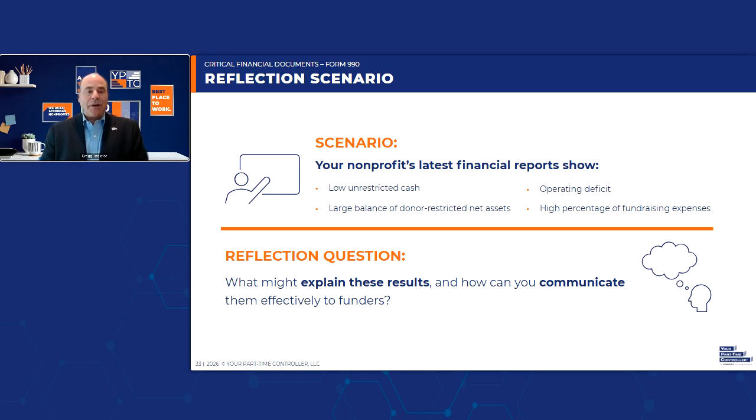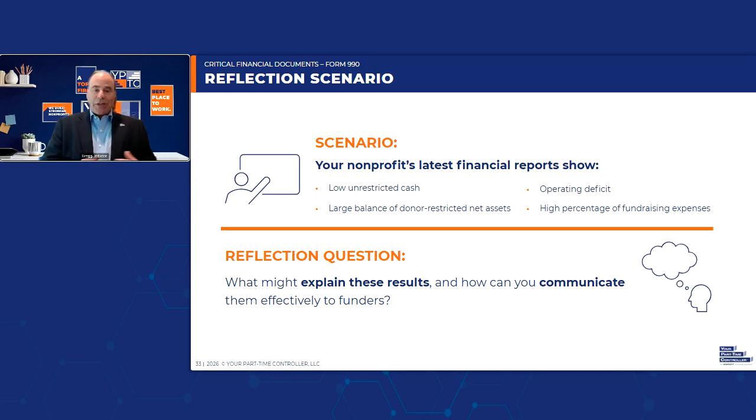There's always explanations to potential issues. So in the case of low unrestricted cash with large balances in donor restricted net assets, an operating deficit, and a high percentage of fundraising expenses, that doesn't look too good, but maybe there is a simple explanation. We could be in the middle of a capital campaign with timing delays in other funding. We're making a strategic investment that's raising costs now in the short term, but it's going to build long-term sustainability.